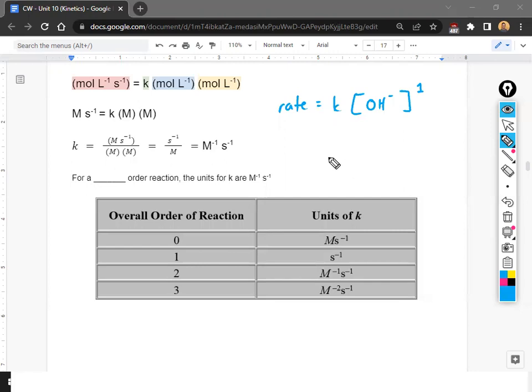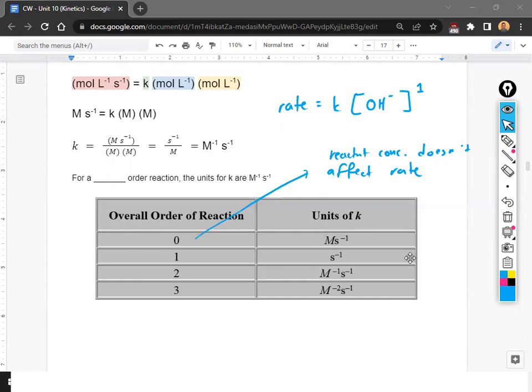You can have a reaction order of 0, and we're going to talk about what that means in a second, but I'll kind of tell you right now. A reaction order of 0 basically means that the reactant concentration doesn't affect the rate. Okay, so yeah, exactly. The rate is always the same.